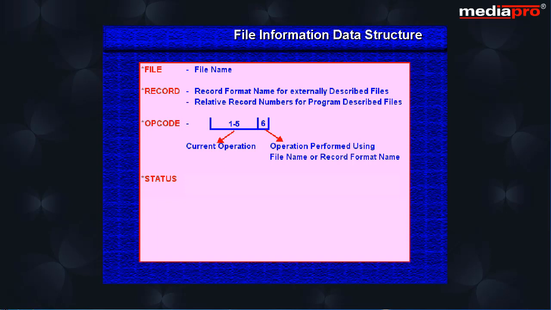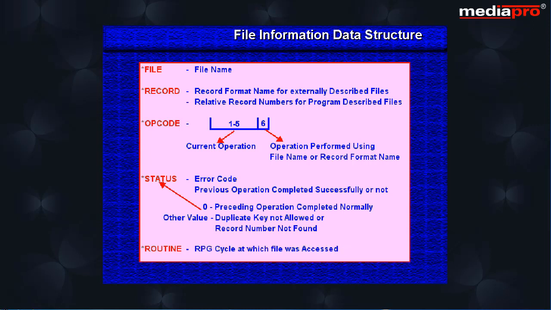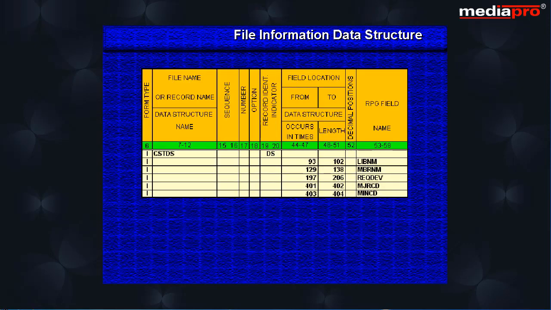*STATUS contains an error code that identifies whether the previous operation completed successfully or not. A value of 0 indicates that the preceding operation completed normally. Any other value identifies a specific error, such as duplicate key not allowed or record number not found. *ROUTINE identifies the point in the RPG cycle at which the file was accessed.